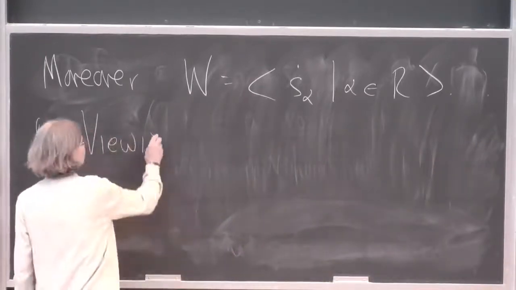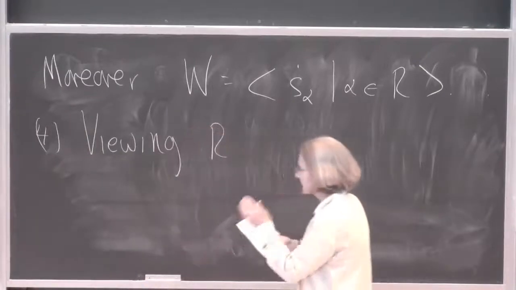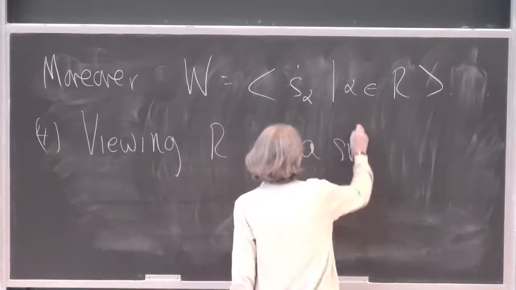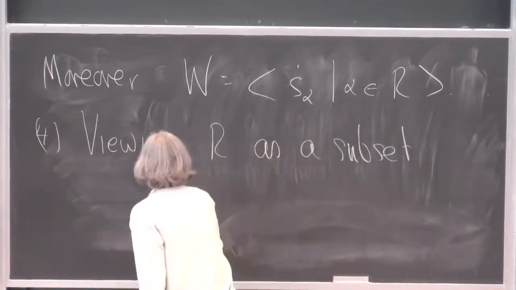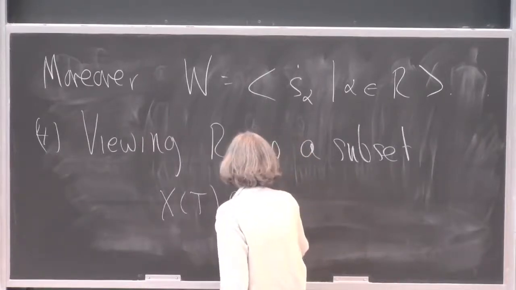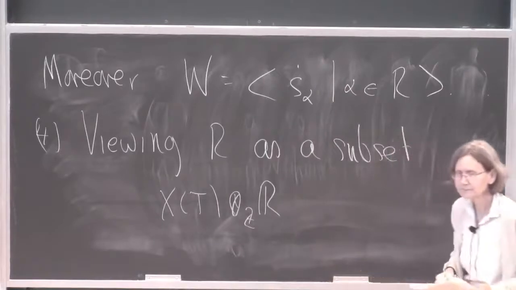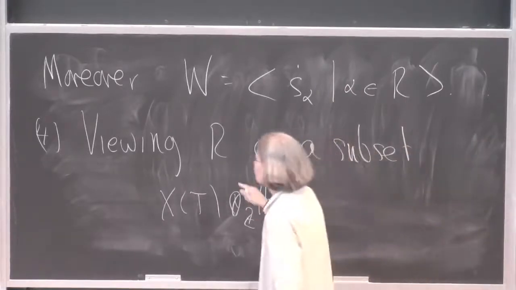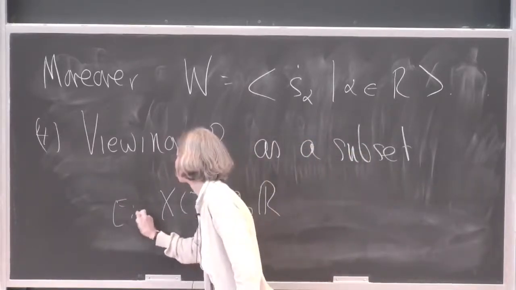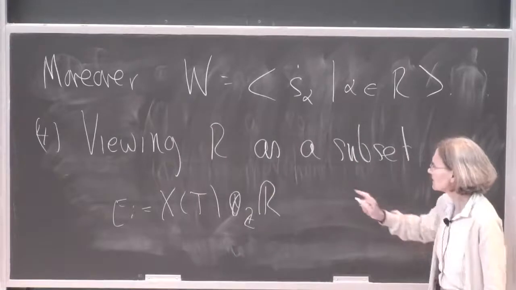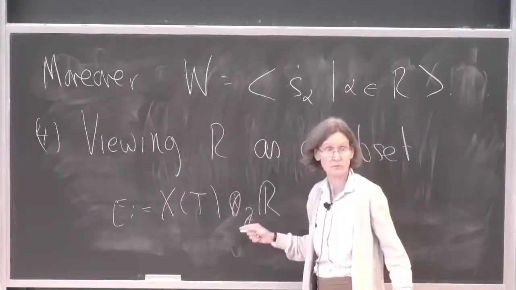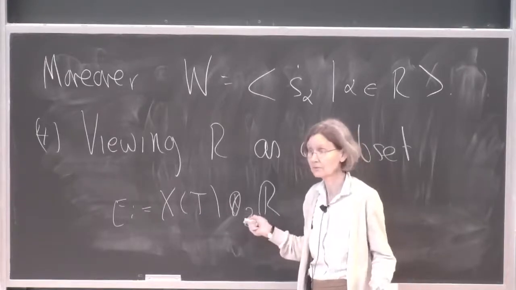Okay. So viewing R as a subset of some Euclidean space that I'll define like this: viewing R as a subset of X(T) tensored over Z with R, so this is some Euclidean space E. It turns out this R is actually a root system inside of this Euclidean space in the abstract sense of root systems. Miracle, I mean, really.